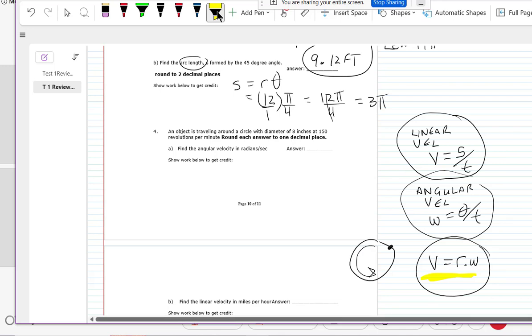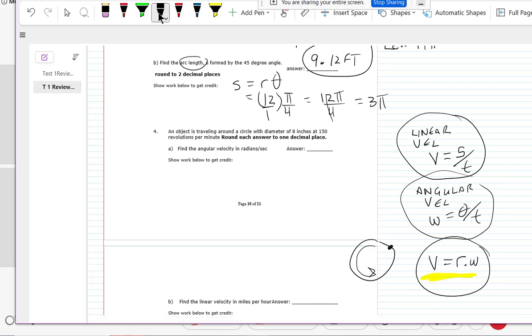Okay, so let me take you through number 4 and what you have to reason out in the problem. Read the problem. It says an object traveling around a circle with a diameter of 8 inches. And this is the key thing. It says that it's going at 150 revolutions per minute. If I give you revolutions per minute, that means that I'm giving you an angular velocity. That's rotations per minute.